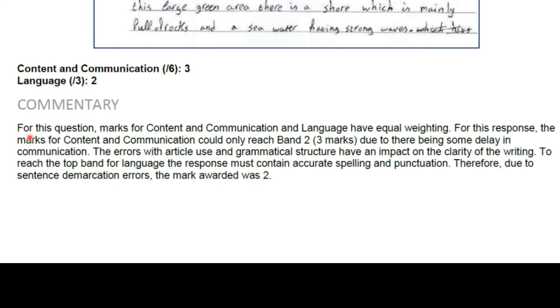For this question, marks for content and communication and language have equal weighting. For this response, the marks for content and communication could only reach band 2, 3 marks, due to there being some delay in communication. The errors with the article use and grammatical structure have an impact on clarity for the writing. To reach the top band for the language, the response must contain accurate spelling and punctuation.